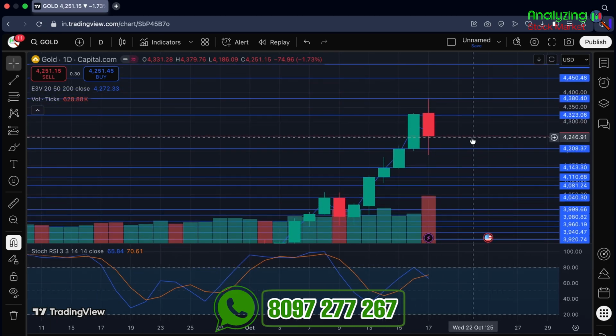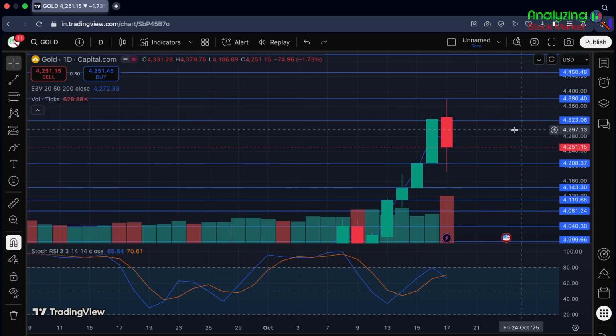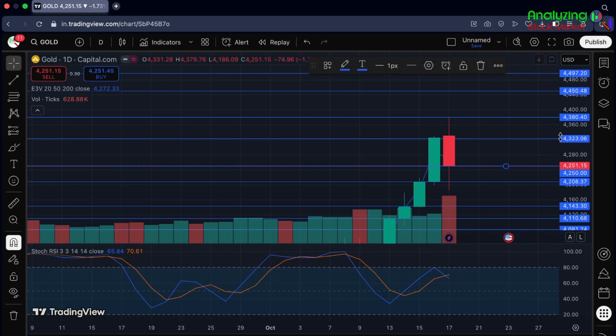So let's talk about the closing first. If I talk about the closing, 42.51 is the closing. Here I'm expecting a small support around 4,250. The direct resistance is 43.23 and the direct support is 42.50. So these are our no trading zone.